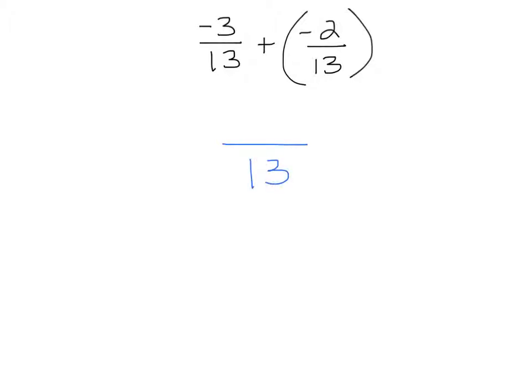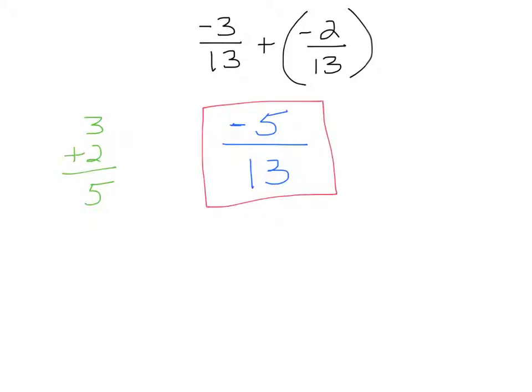And all we're going to simply do now is add our two top numbers, the absolute values. So this is -3 plus -2. That's the same thing as saying 3 plus 2, which is 5. And since they're both negative, we will also put our answer as a negative. -5/13 would be your final answer.